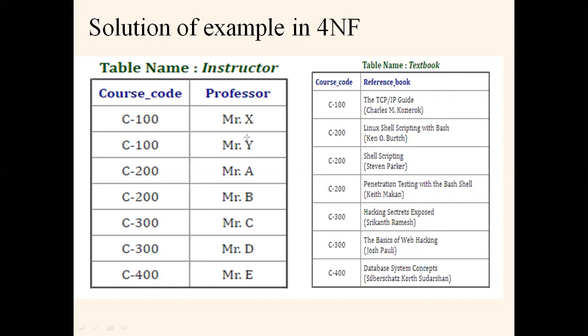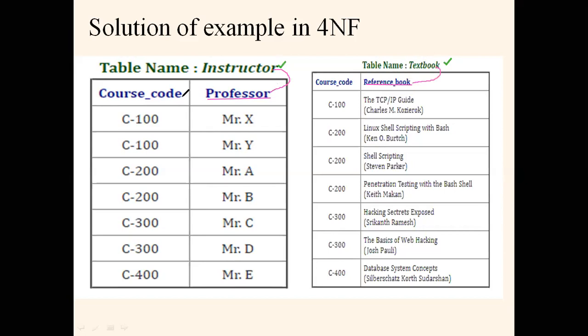We have decomposed the table. So here we have a primary key. We can take a primary key as a professor and a textbook, the reference book. So we have taken the instructor as a table name and textbook as another table name. The instructor relates to the professor, and textbook relates to the reference book as well.